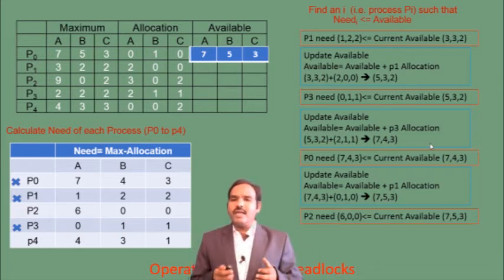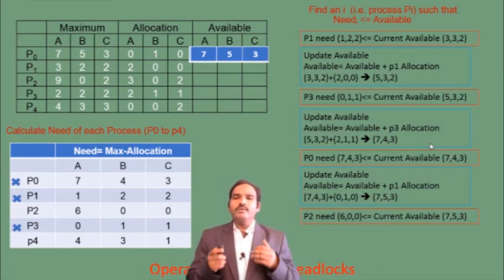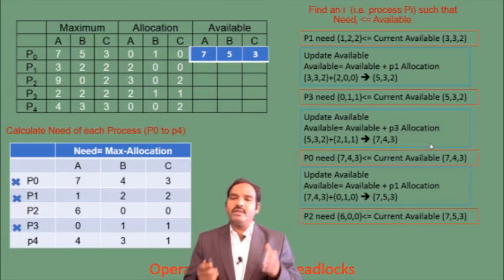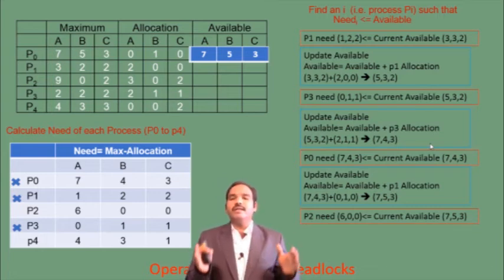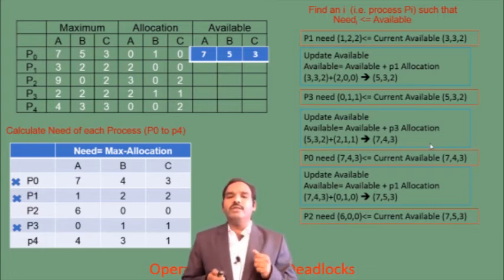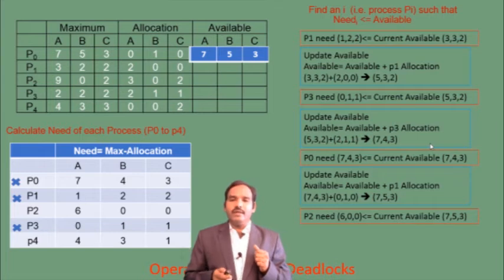Is 0 less than or equal to 7? Yes, true. Is 6 less than or equal to 7? Yes, true. Is 0 less than or equal to 5? Yes, true. And is 0 less than or equal to 3? Yes, true. If all three conditions are true, then P2 is selected to allocate the resources.